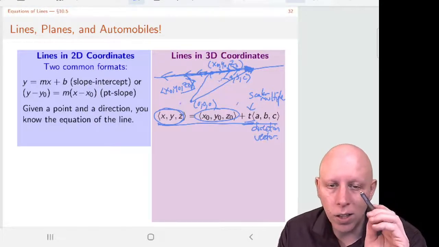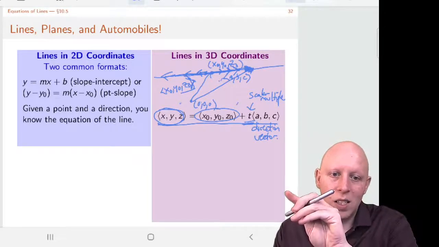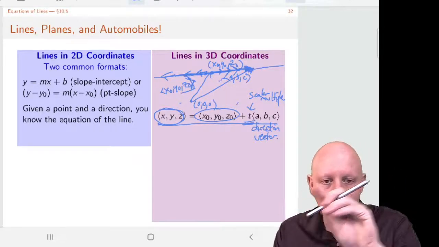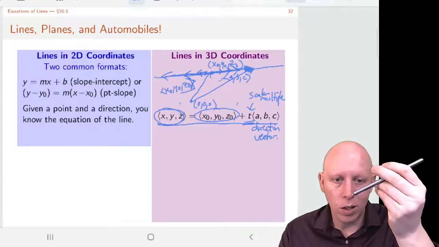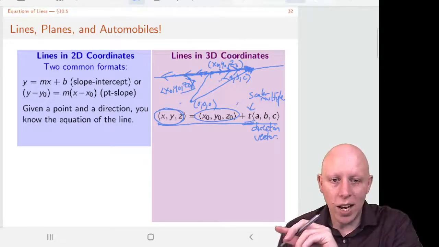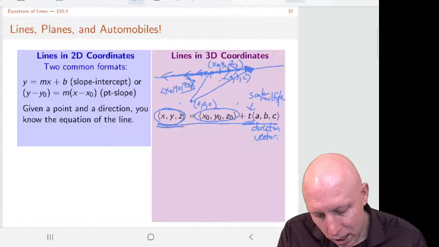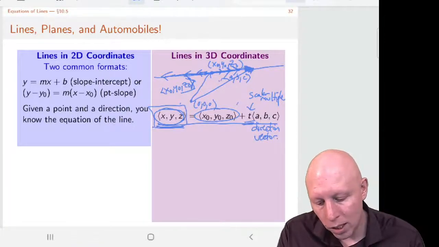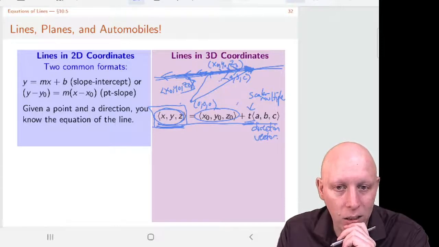So think about starting at any point and then moving some amount in the direction ABC, and that some amount can be a positive amount, but it could also be a negative amount. And if we do that, then we stay on the same line, and this xyz gives us the value of any point that's on that line.